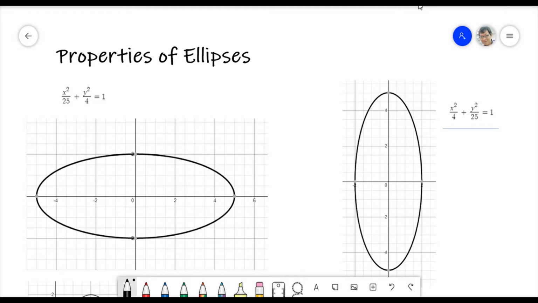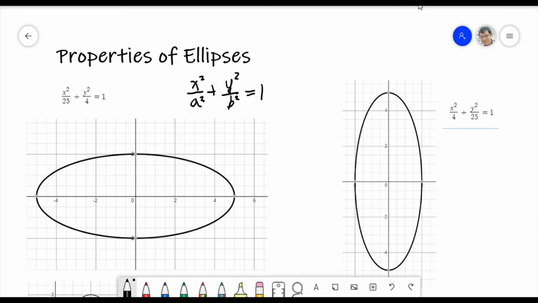So the very basic standard equation is x square divided by a square plus y square divided by b square equals 1. This is a standard ellipse.